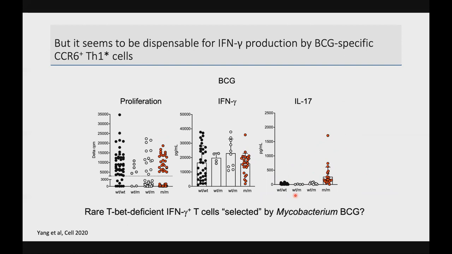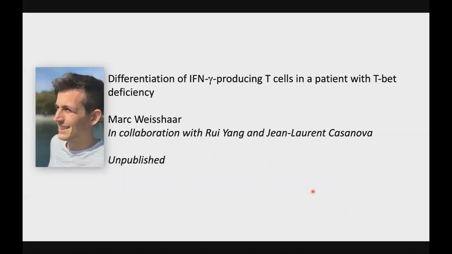So, in spite of an overall defect in interferon gamma production, it seems that rare interferon gamma producing Th1 cells can be detected in the patient, especially in the context of the response to mycobacteria. And these findings gave us the opportunity to ask a more general question on the mechanism driving interferon gamma production in human T cells in the absence of TBET. And this is the work that has been done in the lab by a PhD student, Mark Weiser, in close collaboration with Rich Young and Jean-Laurent Casanova.